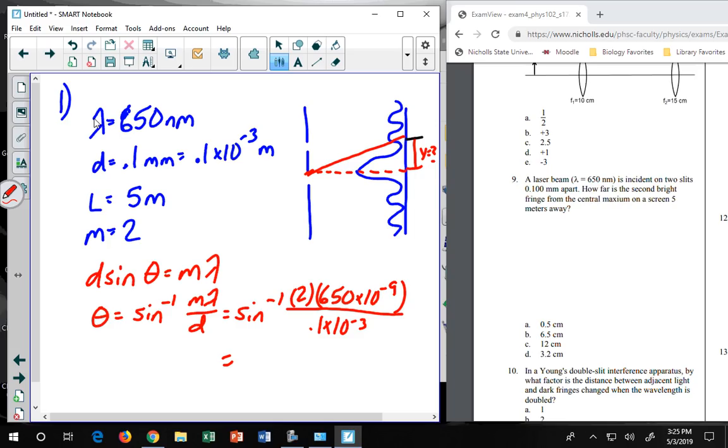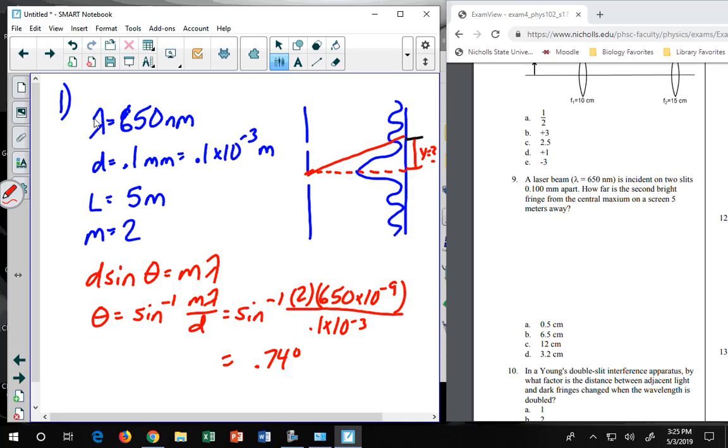That is 0.74 degrees. Wait, is that right? Did I do an arc sine? Yeah, that's 0.74 degrees. Okay? So that's my angle theta.